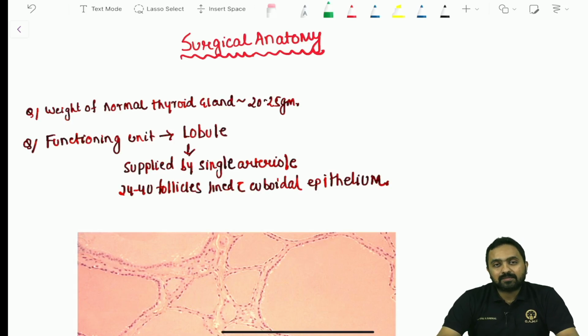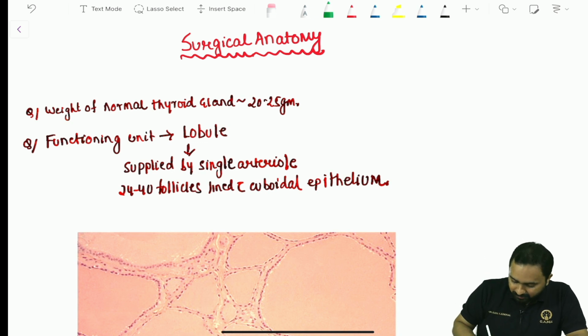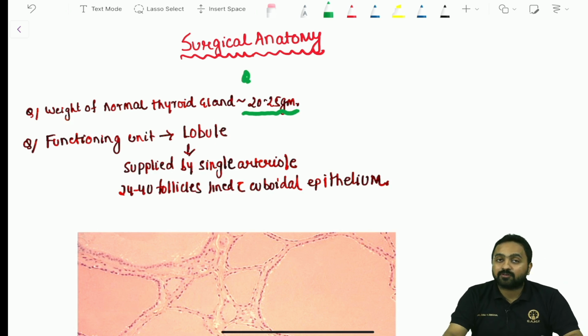In this video, we shall be discussing a few important aspects of the surgical anatomy. So we start with the basics. The weight of the normal thyroid gland is 20 to 25 gram. This has been previously asked as an MCQ, hence the purpose of putting it over here.